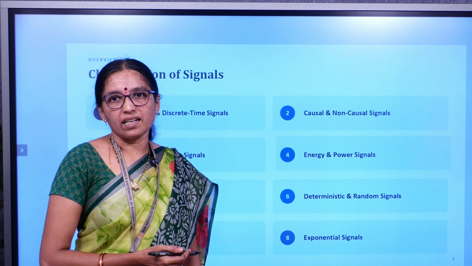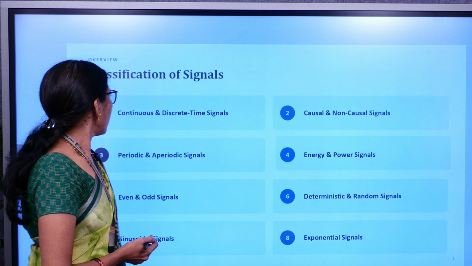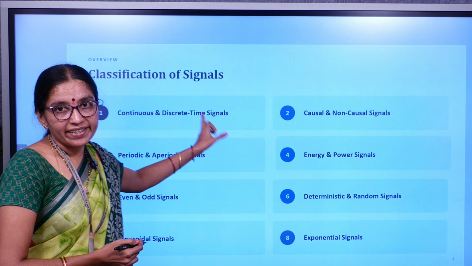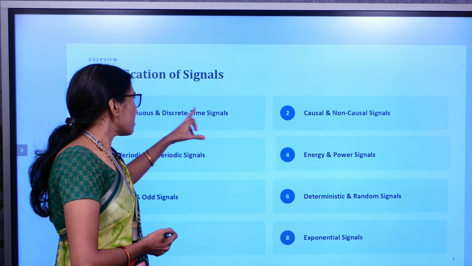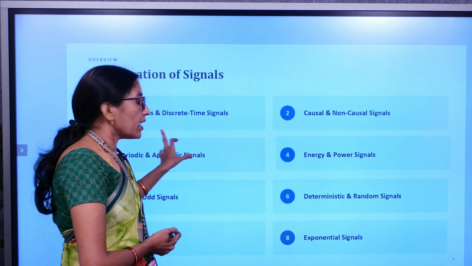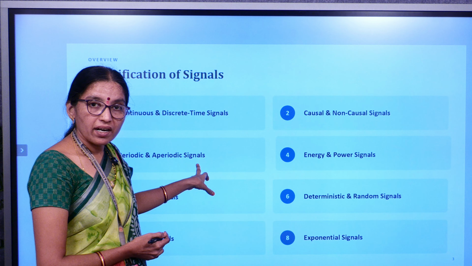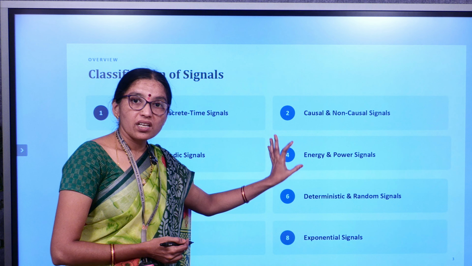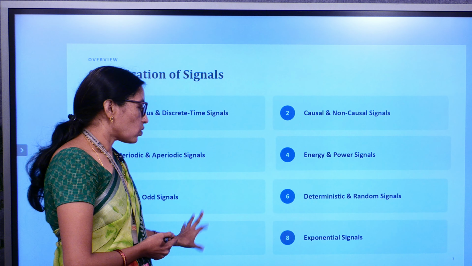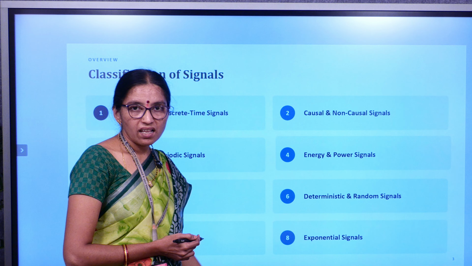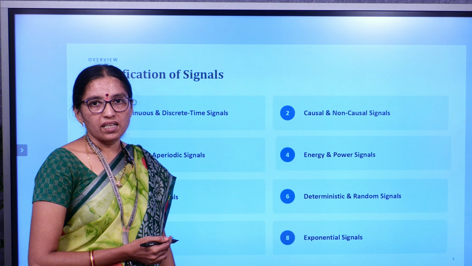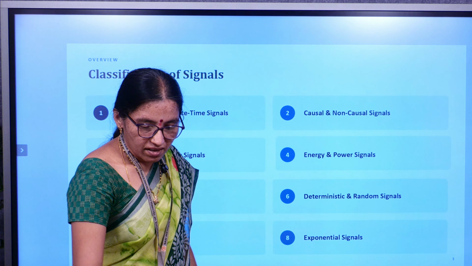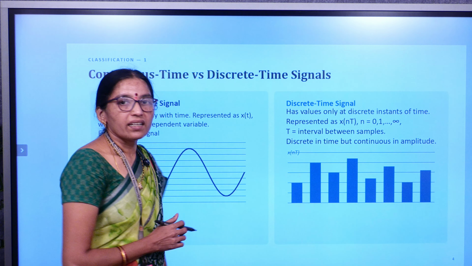Classification of signals. In general, the signal can be classified into continuous and discrete time signals. Again, continuous and discrete can be classified into periodic and aperiodic or non-periodic signal, even and odd signal. Next, causal and non-causal, energy and power signal. Next one, sinusoidal signal, exponential signal, deterministic and random signal. Let us see the difference between continuous and discrete time signal.